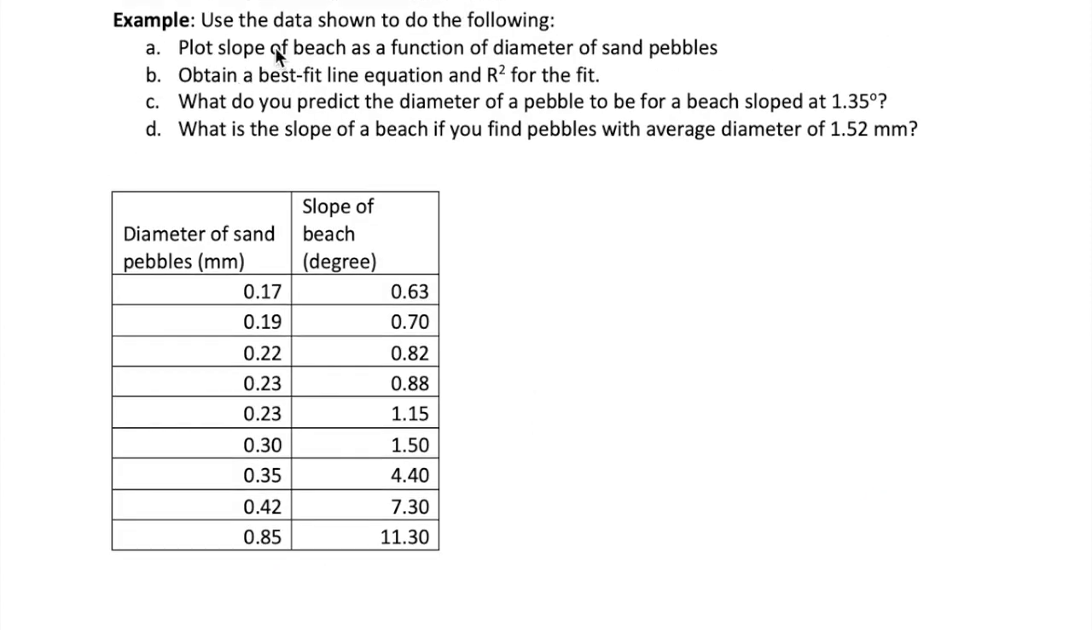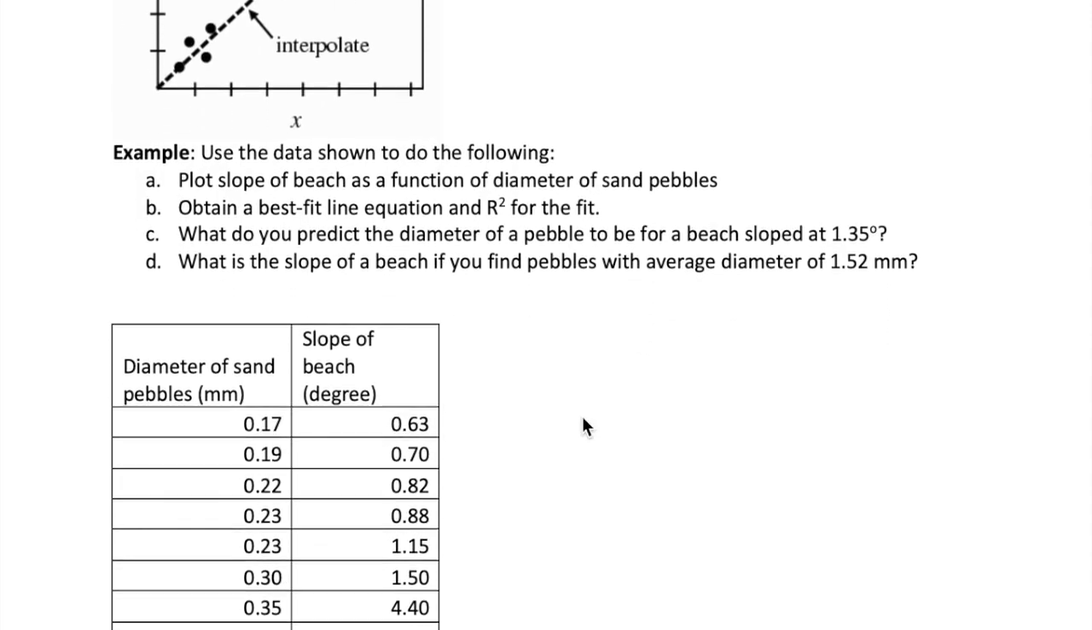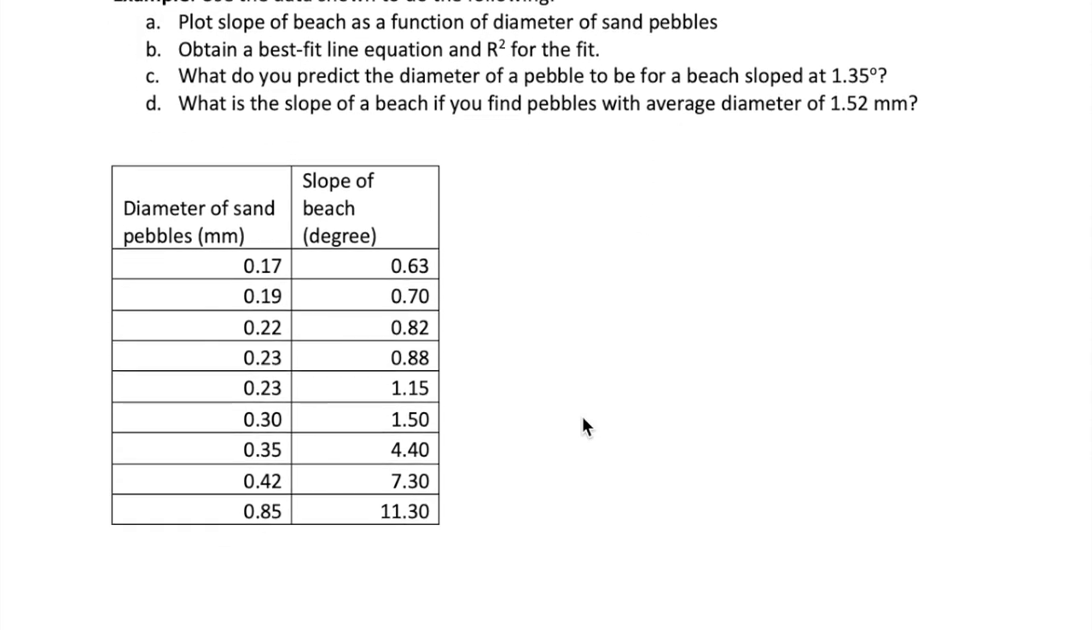Alright, the first question here is to create a plot from the raw data. To do this, first you need to type in all these data into Microsoft Excel. Note that the question says to plot the beach's slope as a function of the diameter of the sand pebbles. So the beach's slope is the y values and the diameter of the sand pebbles is the x values. Okay, now we're going to move to Microsoft Excel to see how this is done.